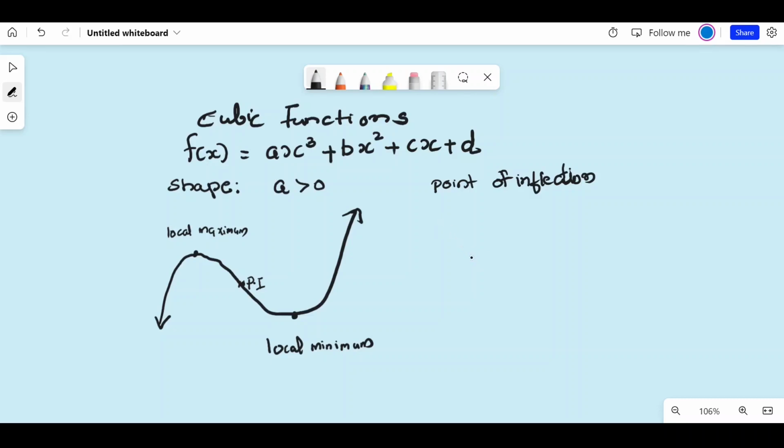Now, sometimes the graph will only have one turning point. Then that turning point will also be a point of inflection. So it's called a stationary point of inflection.